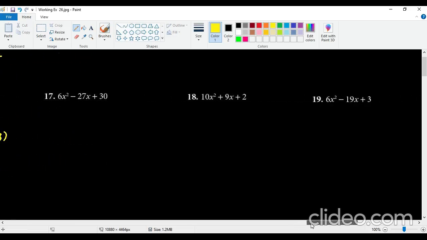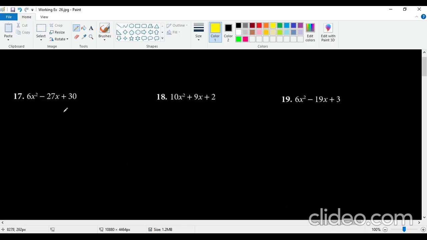Moving on to question number 17. 6 times 30 is going to give us 180. So it should be factorized in such a way to give you 27. So 12 times 15, or 15 times 12, both are same. So minus 15 and minus 12 is going to give us a negative 27. First one I will write as it is, last one I will write as it is, and minus 15x and minus 12x is going to give us a minus 27.